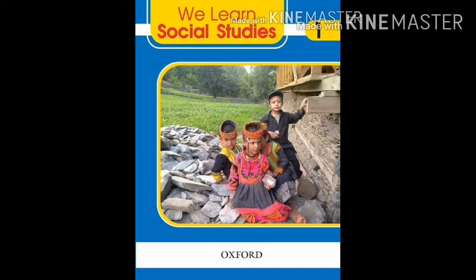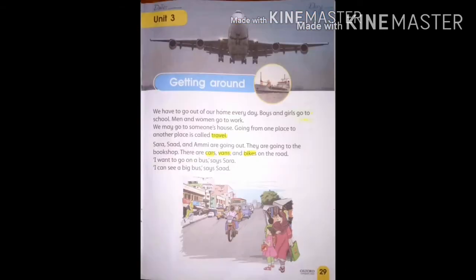This is Oxford Social Studies for class 1. Now come to the page number 29. So take out your pencils and mention date and day on the top of the page. Okay. Today we are going to start unit number 3 and the title of the unit is Getting Around.